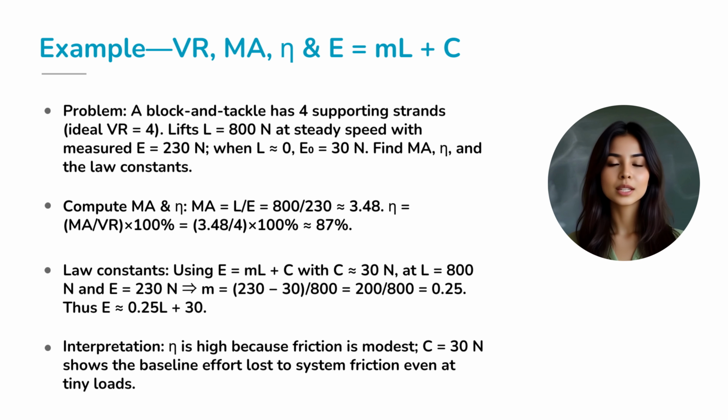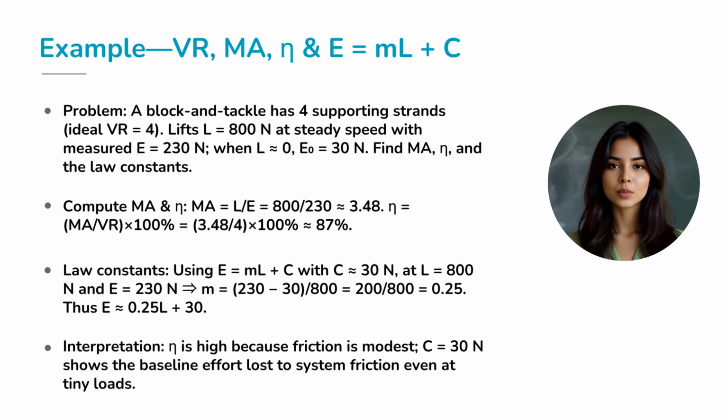For the law of the machine, we use the equation E equals mL plus C, where C is the constant effort needed to overcome friction at no load. Here, C is 30 newtons. Substituting E equals 230 newtons at a load of 800 newtons, we find m equals (230 minus 30) divided by 800. This gives 200 divided by 800 or 0.25. Therefore, the equation for the machine is E equals 0.25 L plus 30.